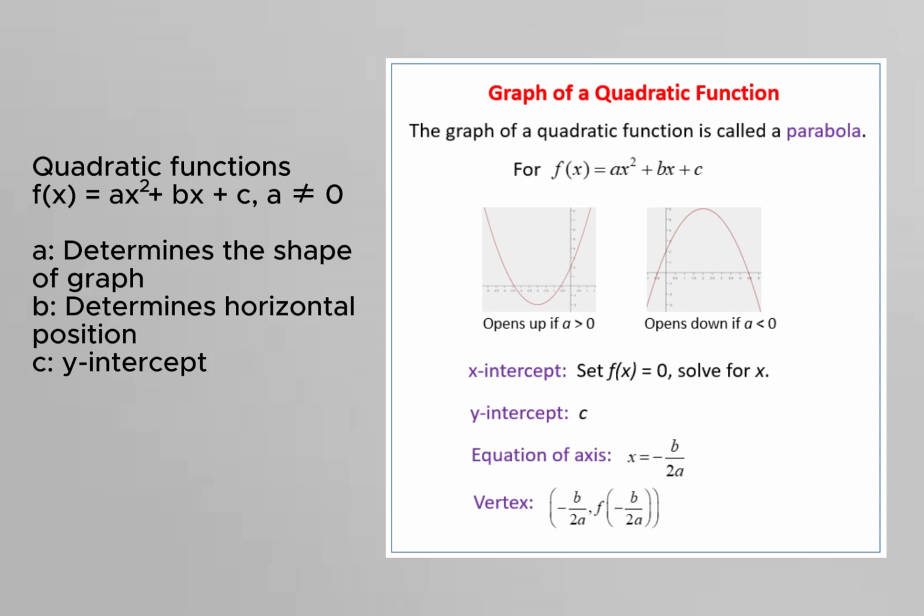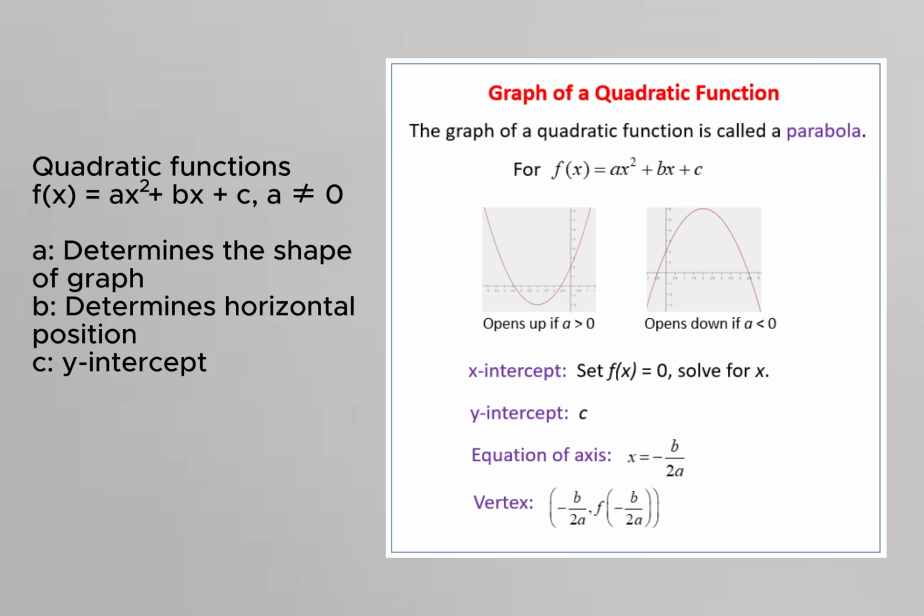Next, we're looking into quadratic functions. So quadratic functions have x to the power of 2, which is to say the highest degree in the function is 2. A determines the shape of the graph, B determines horizontal position, and C determines the y-intercept. And if you look on the right, you can see that the graph of a quadratic function is in the form of a parabola. If you want to find the x-intercept, which is the root, set f(x) equal to 0 and then solve for x. As for the y-intercept, you get the c from the original expression.